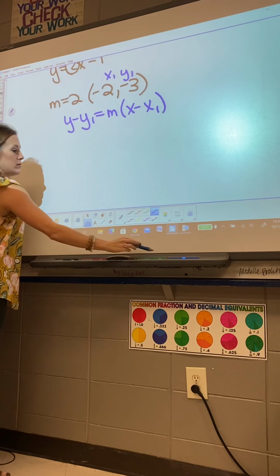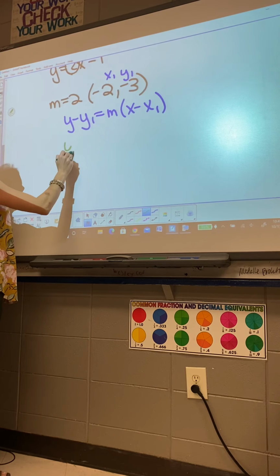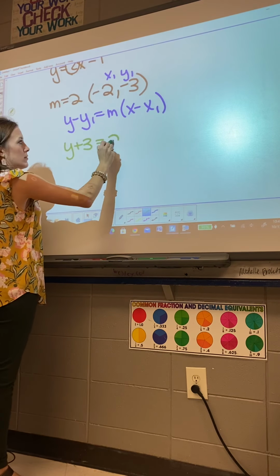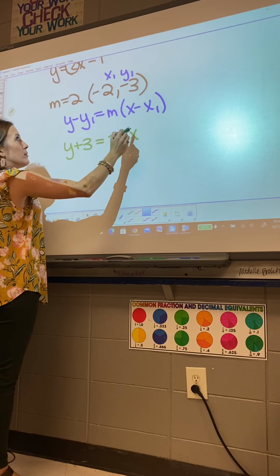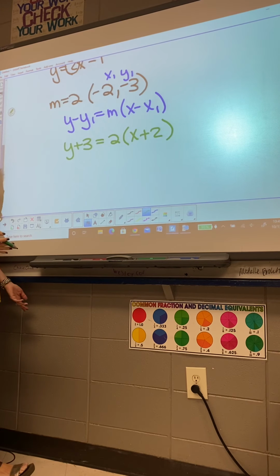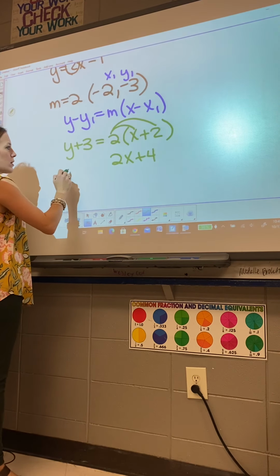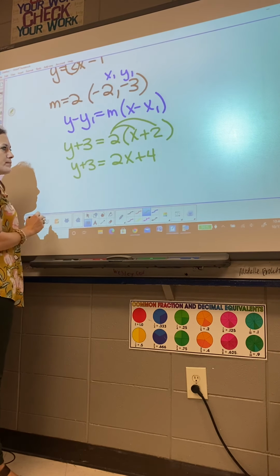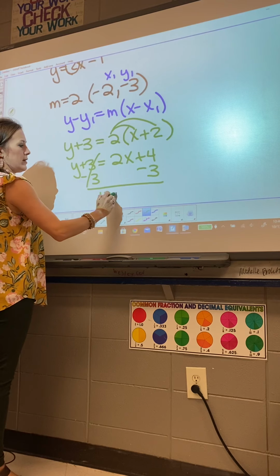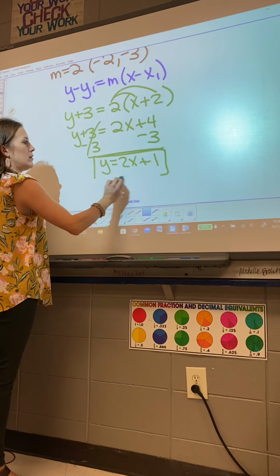All right, so we're going to fill in. Here we go. y minus -3 would be plus 3. Good. Equals our slope, which is 2. Okay. x minus -2 ends up being plus 2. Good. This is just like what we did last week. Nothing new. Distribute our 2. You get 2x plus 4. Okay. Subtract 3. And you get y equals 2x plus 1. And it asks for slope-intercept form. That's what we got. So we're good to go.